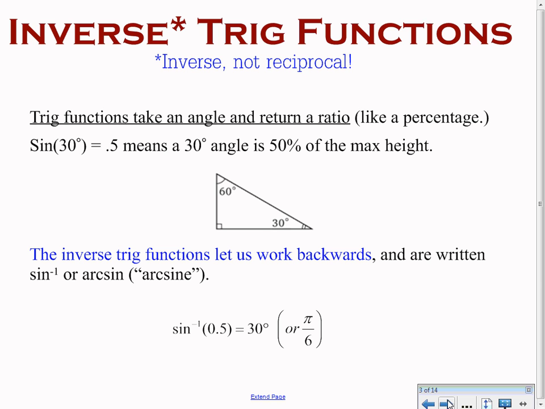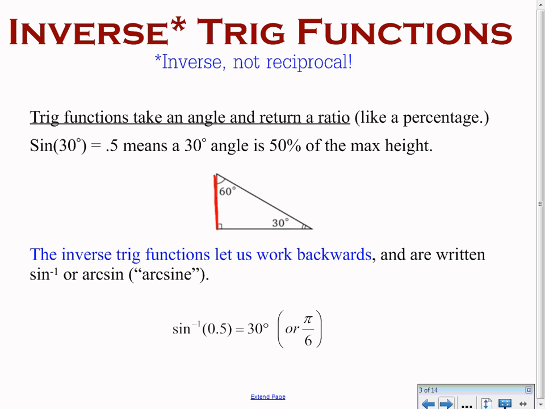First of all, inverse trig functions are inverses, not reciprocals. We'll come back to that idea a couple of times. Remember, trig functions take an angle and return a ratio, or like a percentage, if you think of it that way. So, for example, sine of 30 is a half, or 0.5. It means a 30-degree angle generates a side across it that's half as tall as the maximum height, which would be all the way up at 90 degrees.